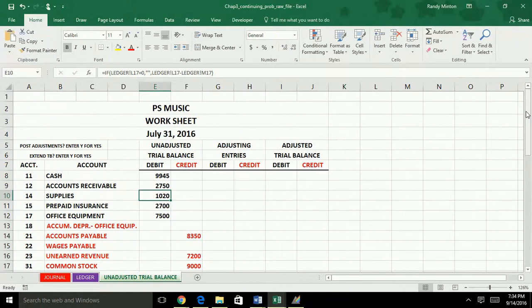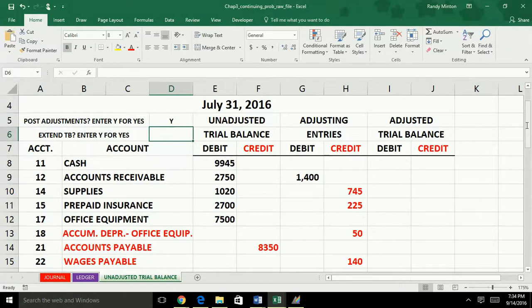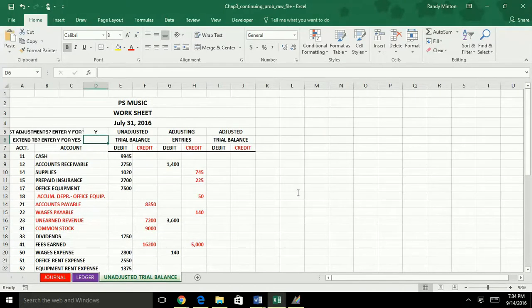Now I'm not going to do that because it's going to take too much time for both of us. So I just want you to know that all I'm going to do is take each one of those entries and post it over here to the adjusting entry column. If it's a debit on the journal, it's a debit over here. So if I come over here and say yes to this, or Y to this, I've set it up to where it automatically posts all of these adjusting entries.